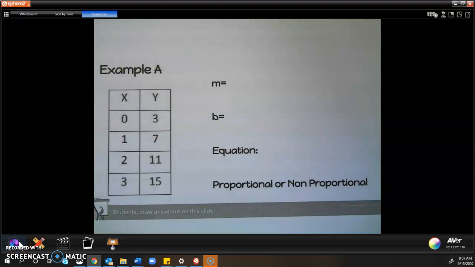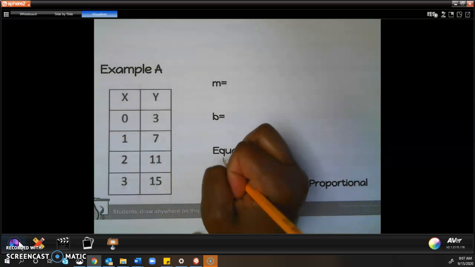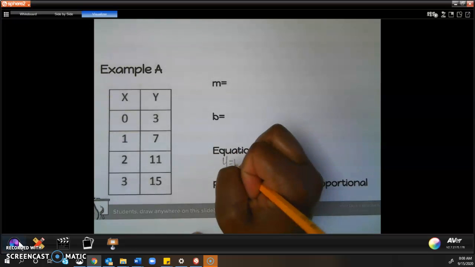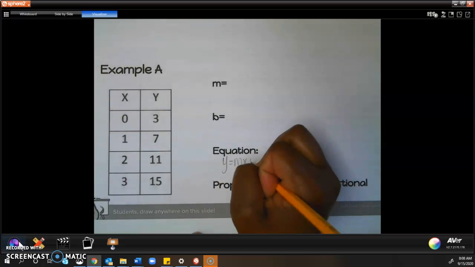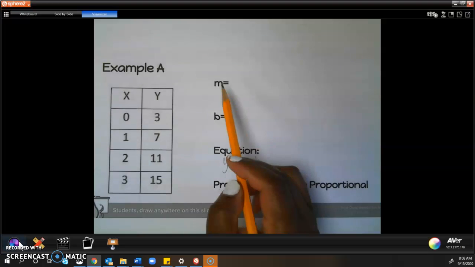Good morning. Today we are going to be learning how to write equations from tables. All right, here we have our table. And remember, our equation is always in the form y equals mx plus b. Remember, m is our slope.